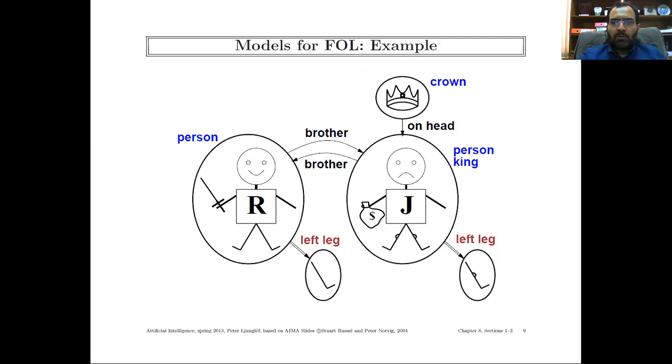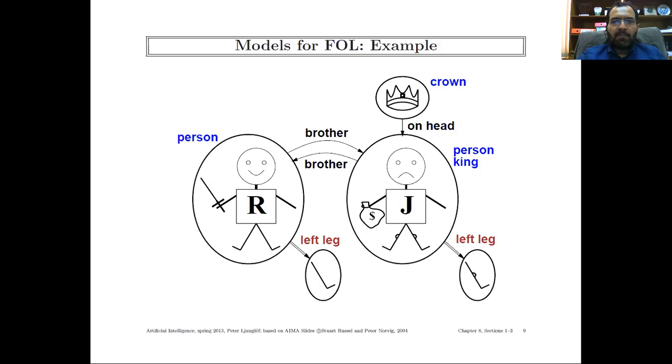For example, you see this model. Here Richard and John are brothers. But suppose I give you one statement that John and Crown are brothers. What do you think? With respect to the given model, is it true? The answer is no, it is false, because the crown is not a person. The brother relationship exists among persons or individuals, and therefore in the given model that relationship does not exist, or you cannot interpret the sentence in this manner.